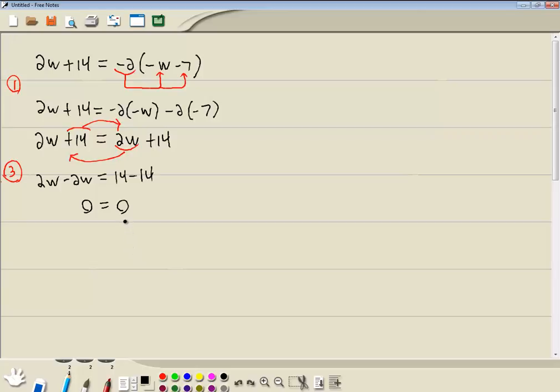Well, we have a problem. We are solving for w, and all of a sudden our w's disappeared completely. Now this has no solution. It actually has an infinite number of solutions.